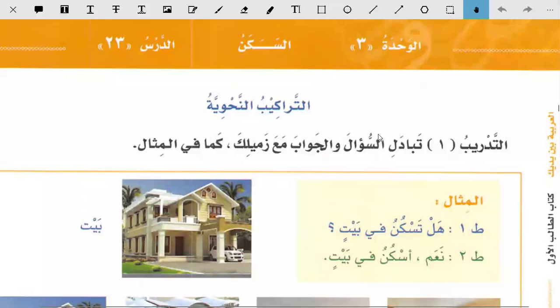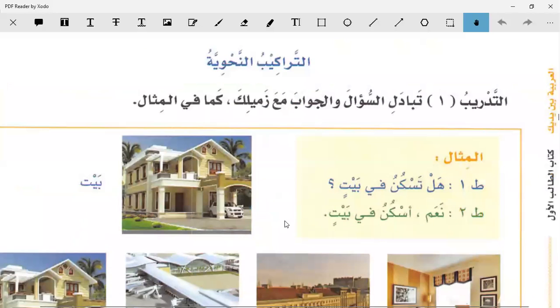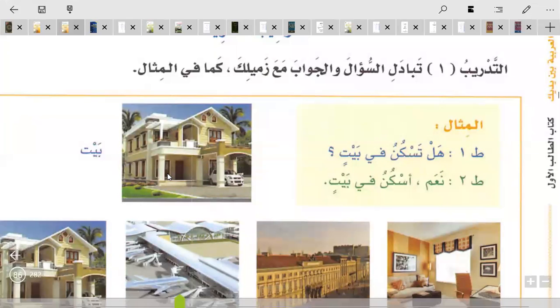Okay. Next we have التركيب النحوية, grammatical structure. First exercise: exchange question and answer with your classmate as in the example. I think next time it will be better if I myself practice a dialogue with any of you, then it will be good for all of you.